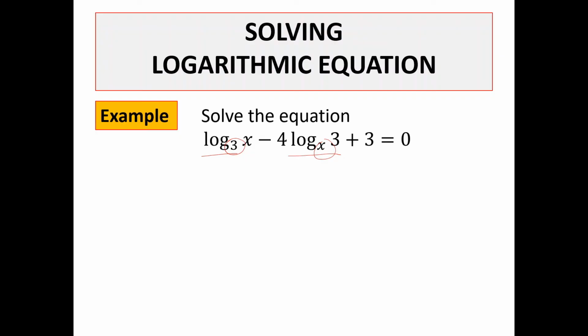So I have to change the base x here into base 3. So now I will have log x base 3 minus 4, everything put in the bracket. This one will apply the change of base formula. You get 1 over log x base 3, that is log 3 base 3 over log x base 3, plus 3 equal to 0.